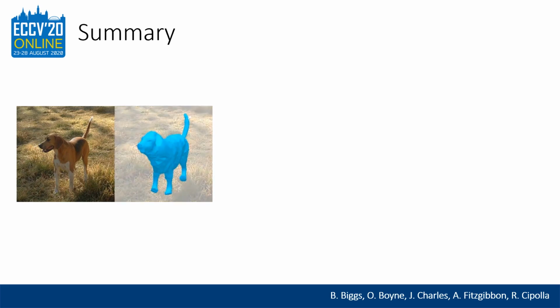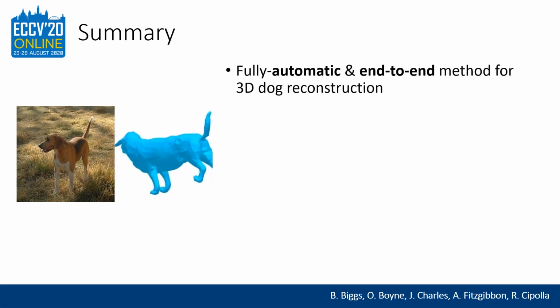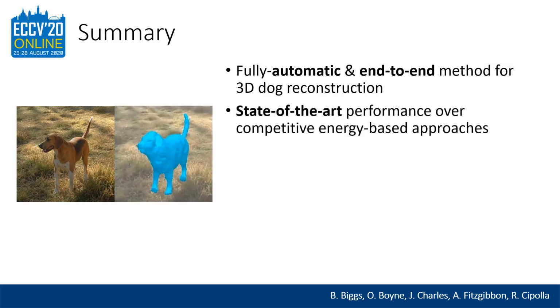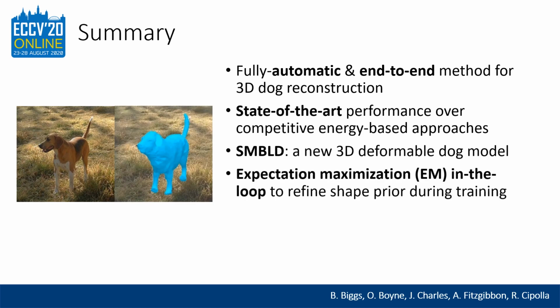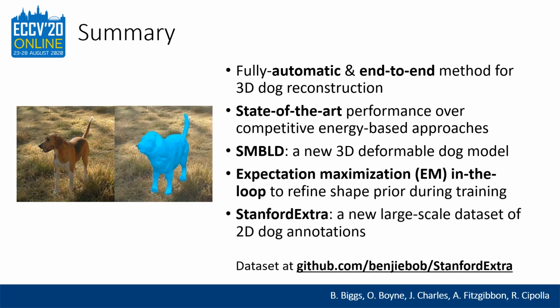In summary, we have introduced an automatic end-to-end approach for 3D dog reconstruction and demonstrated state-of-the-art performance over competitive methods. We have shown our new SMBLD 3D deformable dog model and how to use EM to learn a detailed shape prior that represents a diverse category of 3D shapes. Finally, we have introduced StanfordExtra, a new large-scale 2D dog dataset, which we hope will be widely used by other researchers in the future.